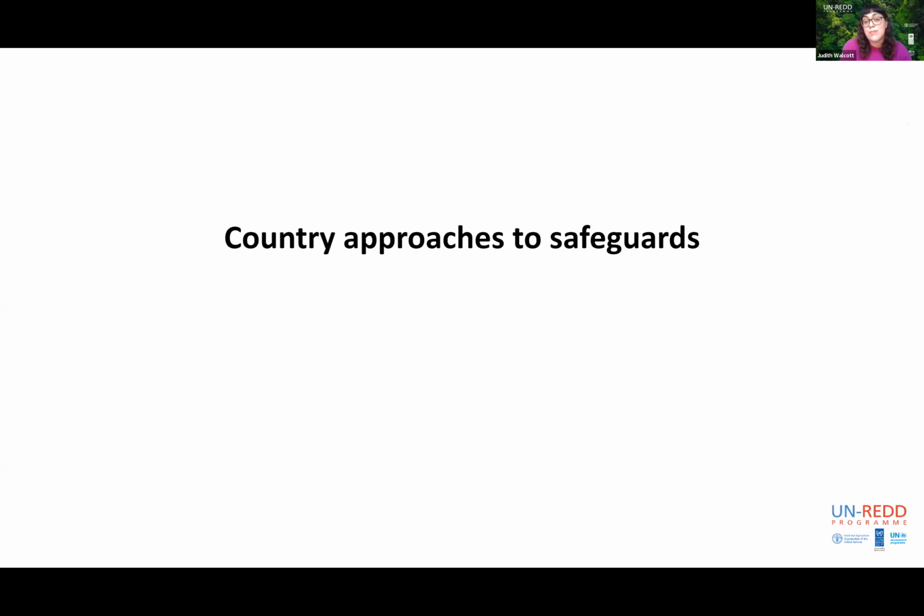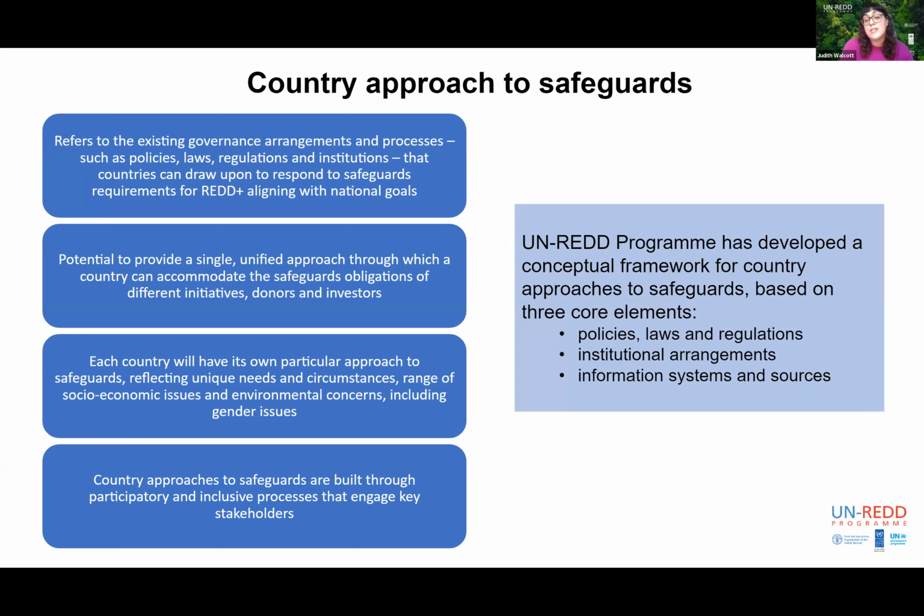So when thinking about country approaches to safeguards, next slide, please. This can present an opportunity not just to understand and contextualize what the different safeguards mean within a country context or a country's individual circumstances, but to develop the necessary elements which will help meet the three main requirements of the UNFCCC under REDD+. So it's something that can be very reflective of a country's approaches on safeguards, its unique needs and circumstances, the different stakeholders that are involved in REDD+, as well as socioeconomic, environmental issues, gender concerns.